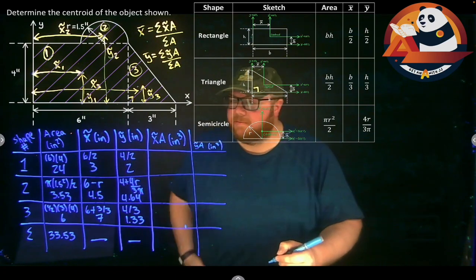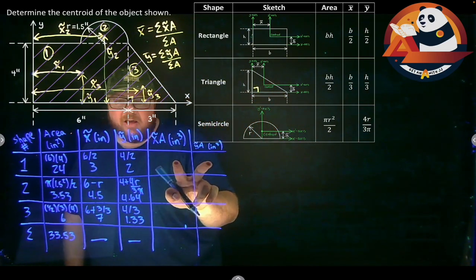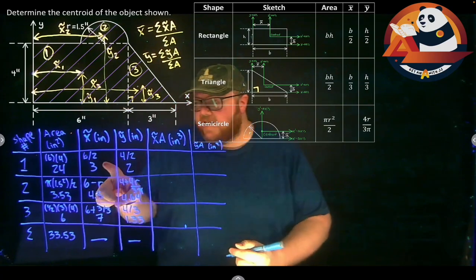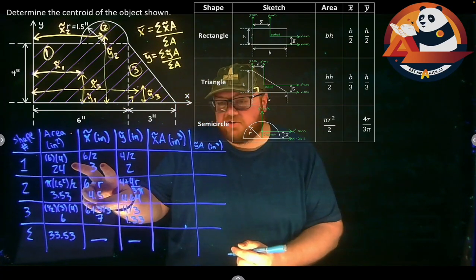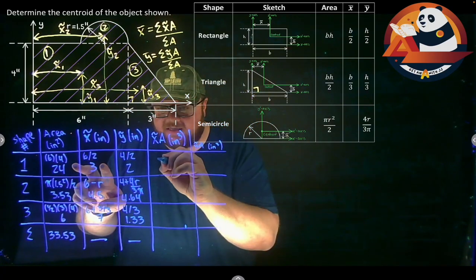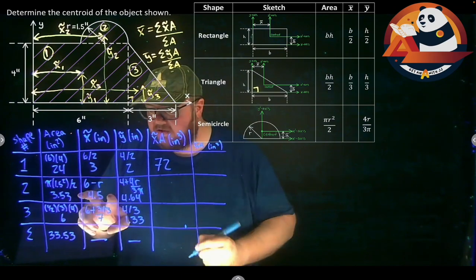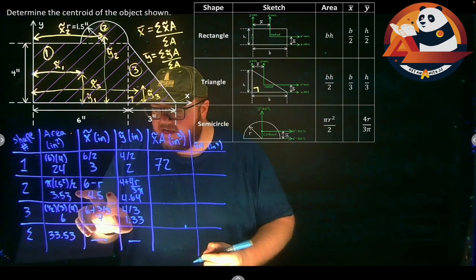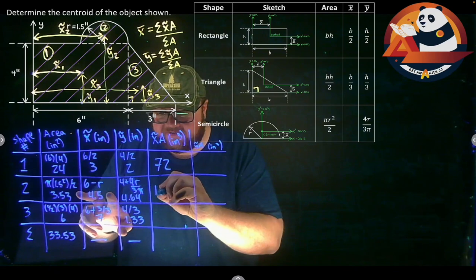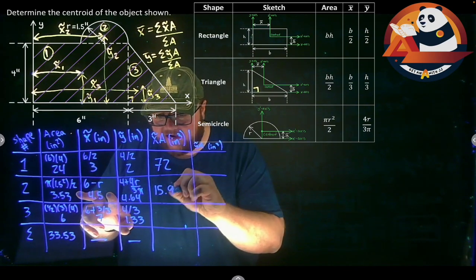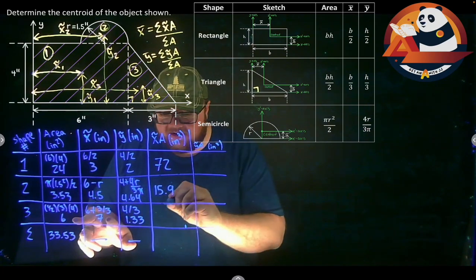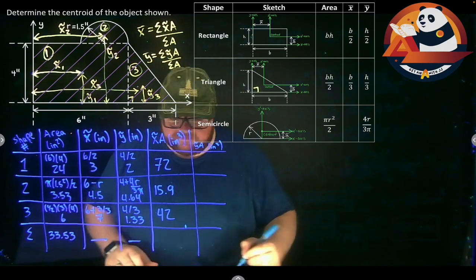Which really, for this problem, I would say is the bulk of our work, getting these x tilde, y tilde values set up in here. My next two columns are just algebra in here. What's my x tilde times the area? And we just go straight down that. 24 times 3 is 72. For the next one, 3.53 times 4.5 will get us 15.9. 6 times 7 is 42.